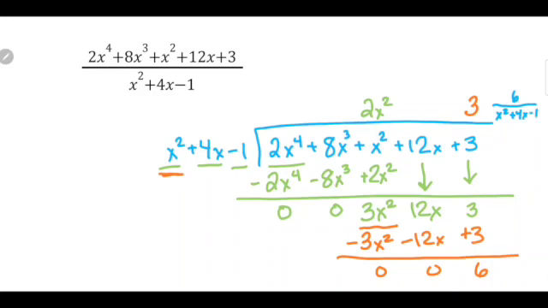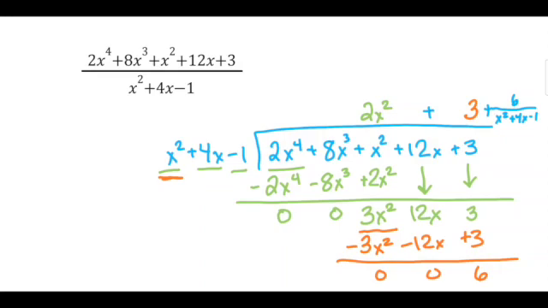And so now we have 3 pieces to our quotient. We have 2x squared plus 3 plus 6 over x squared plus 4x minus 1. Now what we find here is that x squared plus 4x minus 1 is not actually a factor of this other polynomial because our remainder isn't 0.